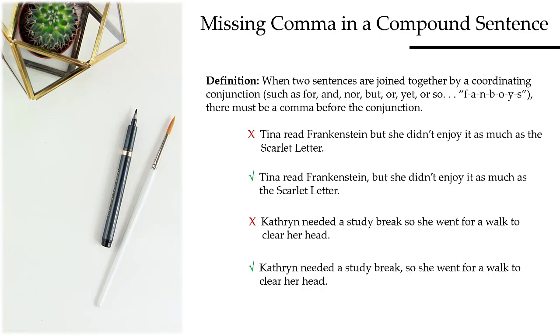Catherine needed a study break so she went for a walk to clear her head. Again, we have two complete thoughts. Catherine needed a study break. She went for a walk to clear her head. It's not enough just to have the conjunction. We need the comma and the conjunction. So Catherine needed a study break, comma, so she went for a walk to clear her head. This would be the correct way.